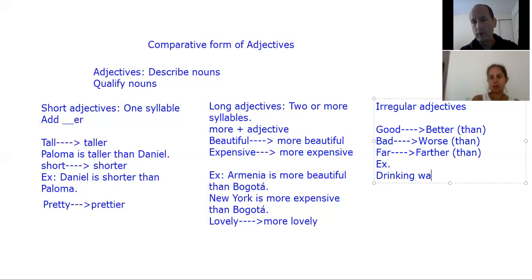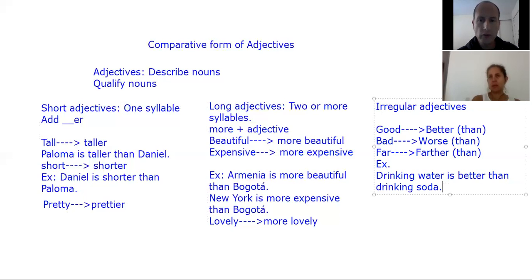Entonces, drinking water. Drinking water is better than drinking soda. Yeah, soda is not healthy. It's unhealthy. Yeah, water is healthy. Por ejemplo, ahí se le pone bebiendo agua, ¿por qué? Drinking. Okay, well, this is a gerund form. Eso se le llama una forma de gerundio.